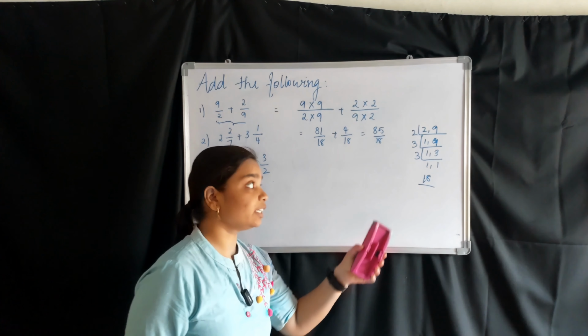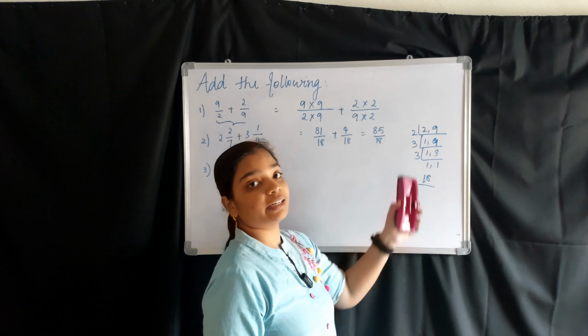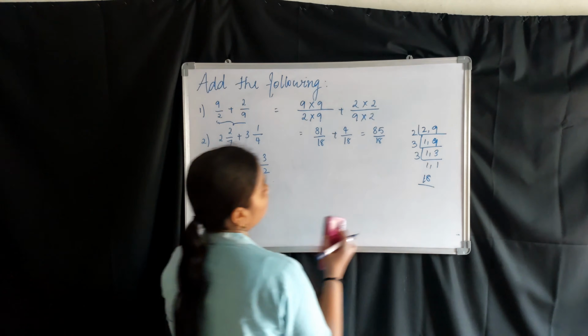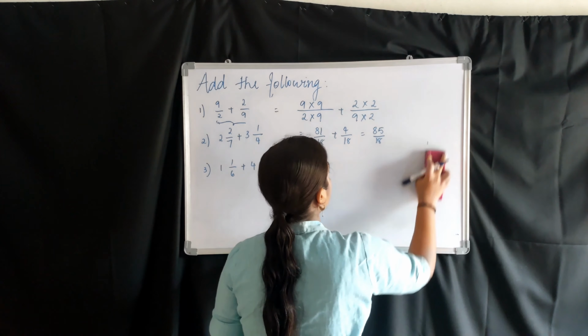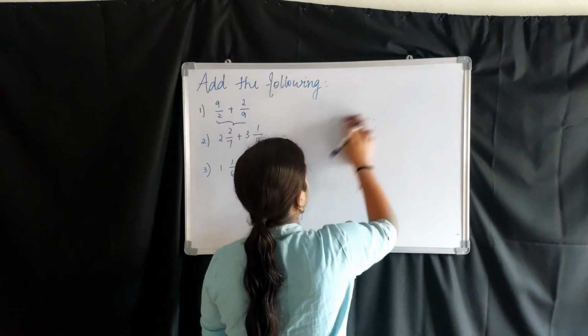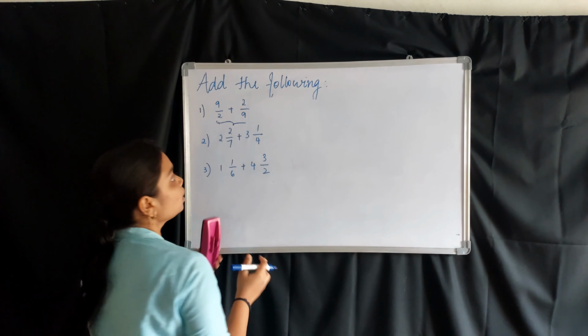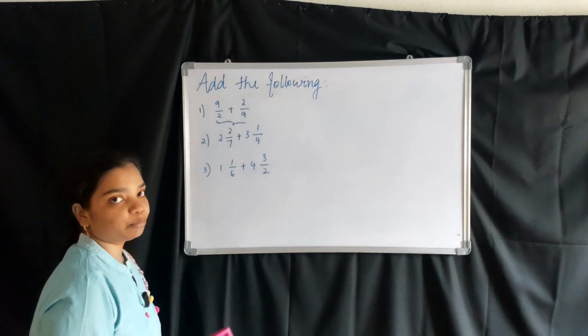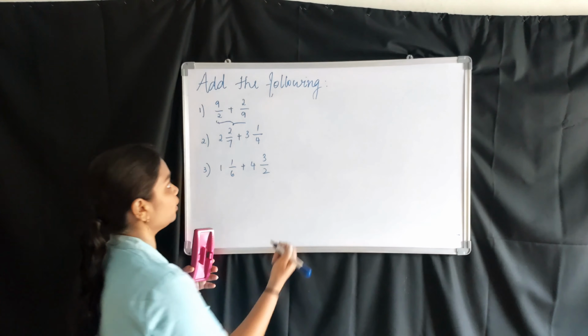This is 85 by 18. As you can see, the numerator is bigger than the denominator. That means it is an improper fraction. You can also convert it into a mixed fraction. So let's see the second problem, which is already in the form of a mixed fraction. We'll have to convert it into an improper fraction, then do the LCM if the denominators are different and solve.